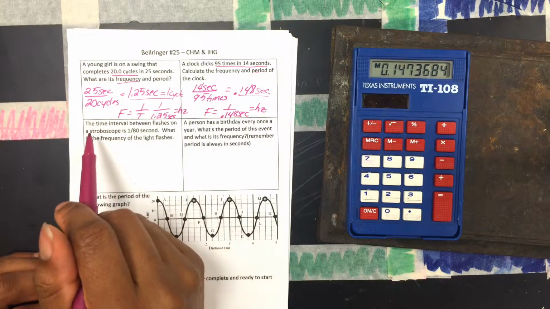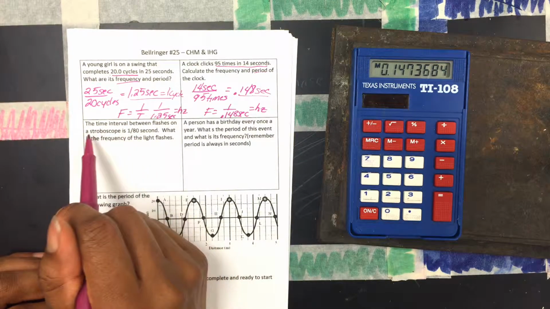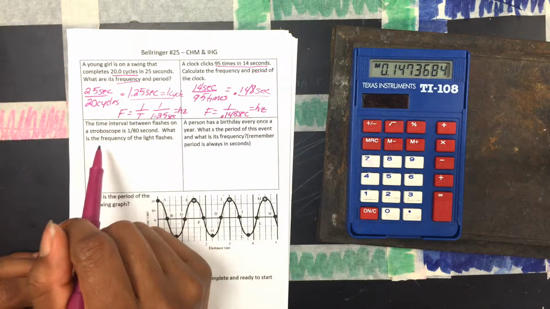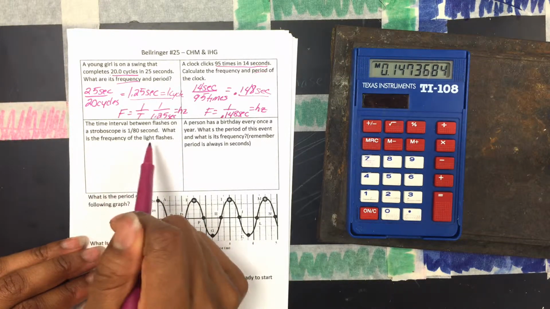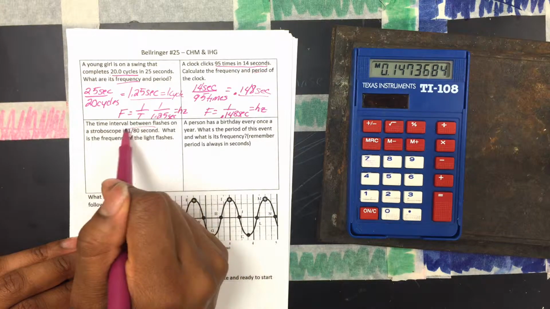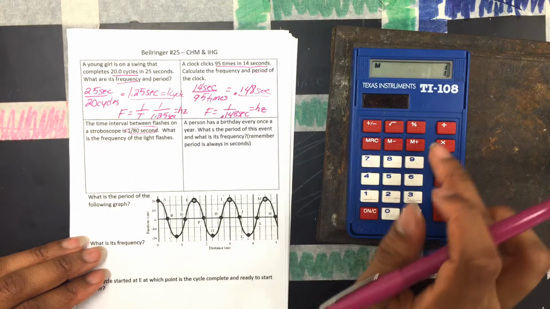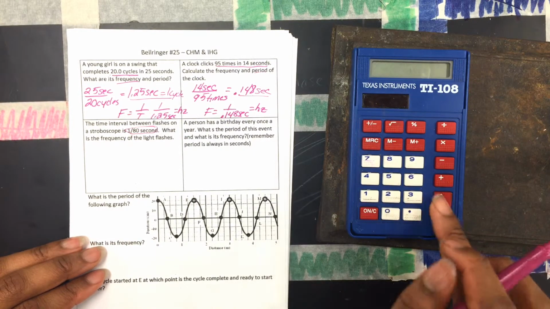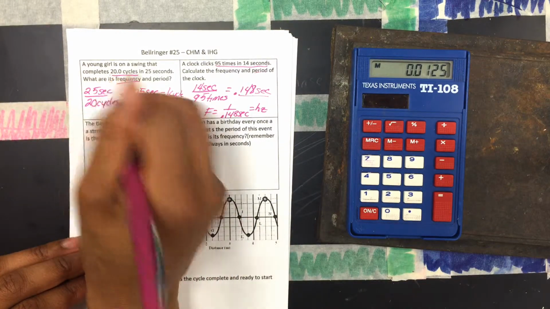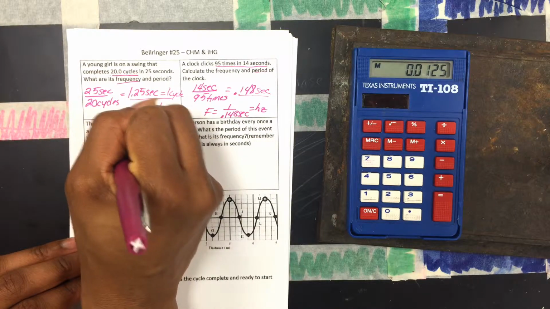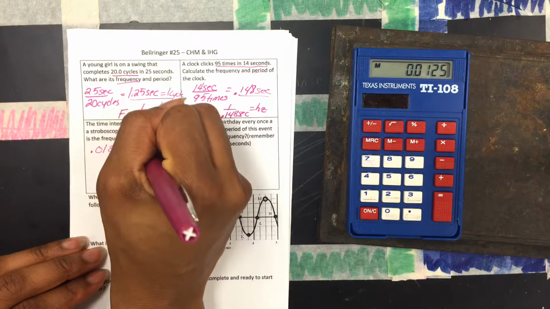This next one down here says the time interval between flashes on a stroboscope is 1/80th of a second. What is the frequency of the light flash? I don't like working with fractions. I always change things into decimals. So if you take this 1 and divide it by 80, you're going to get 0.0125. So that was our period.